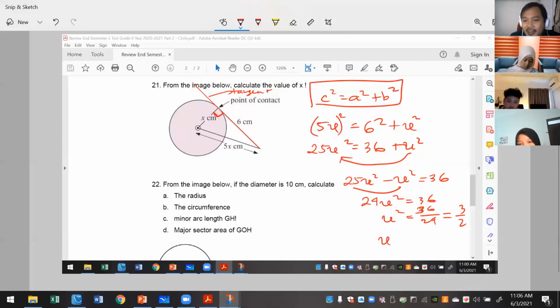So which means that x is the square root of 3 over 2. And that's the final answer. It's just this, right? You don't have to change anything. Okay, Arya, thank you. Okay, next, number 22.